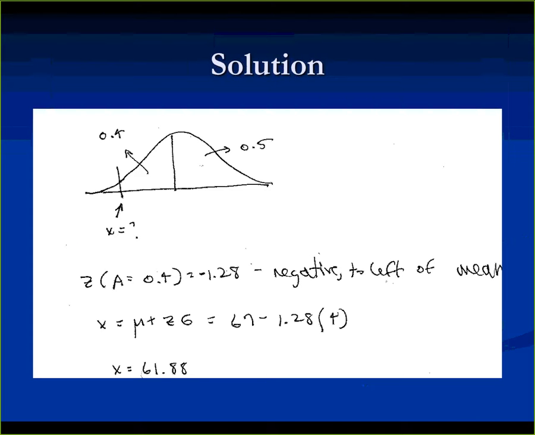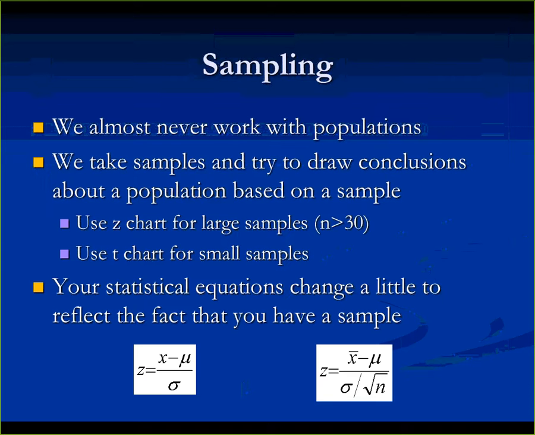Because that x value is to the left of the mean, our z value is negative, and so we rearrange that z equation once again to solve for x, and we've got 67, the mean value, minus 1.28 times 4, and so you've got the solution to that. So that's just a brief review of the normal distribution itself.